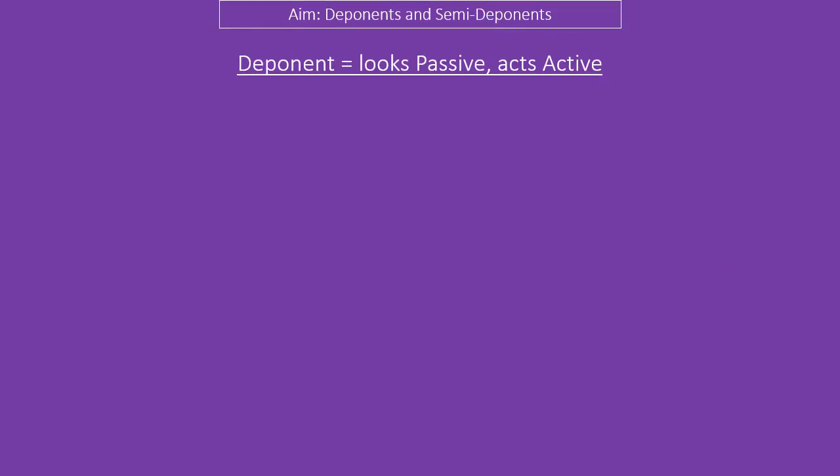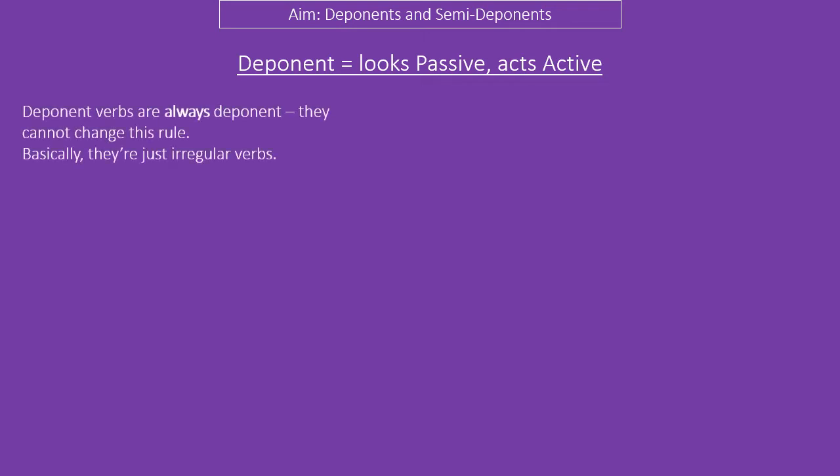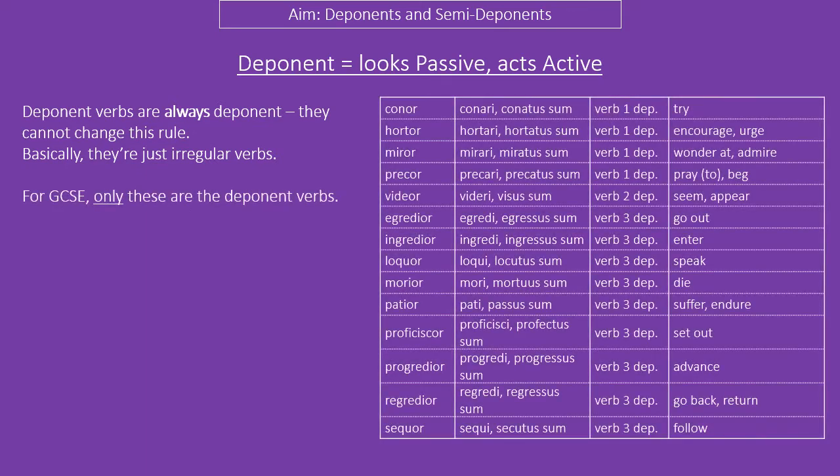Deponents are weird. They look passive, but they translate active. They are always deponent. It's not a thing that they can turn on and off by having a different ending. It is a permanent feature of the word. It is basically a form of irregular verb. There's just quite a few of them.